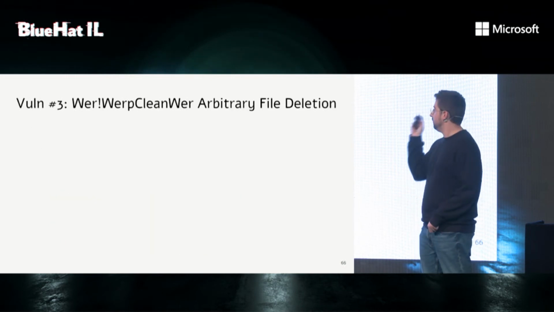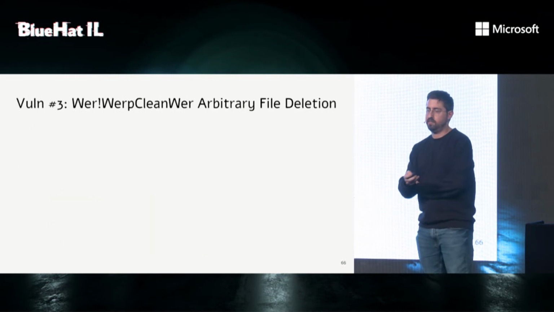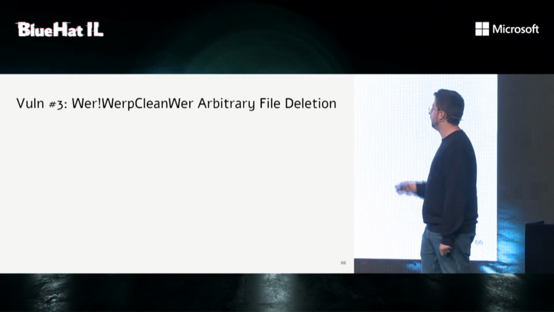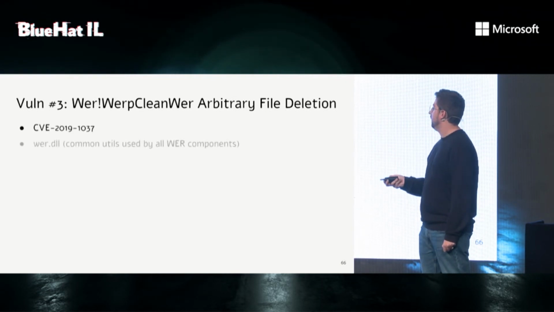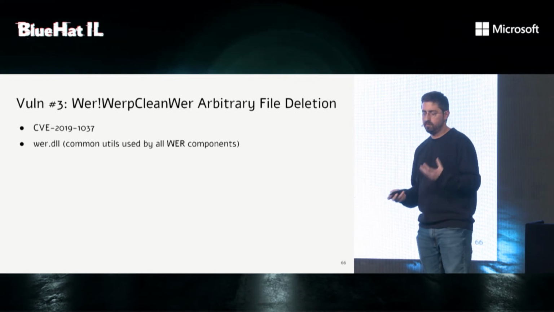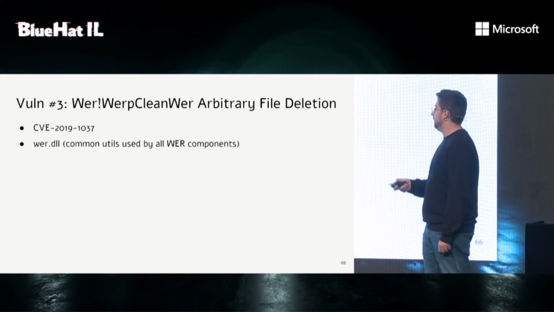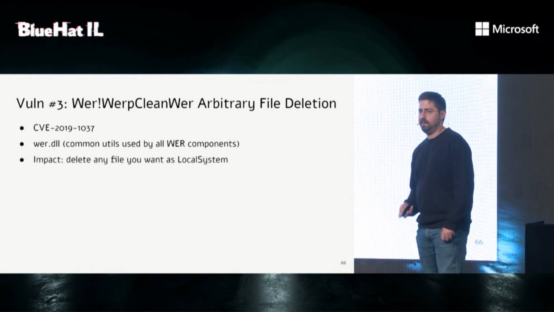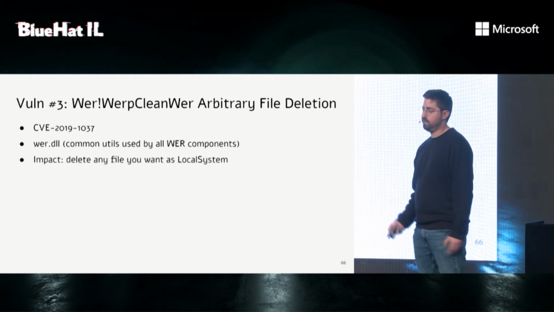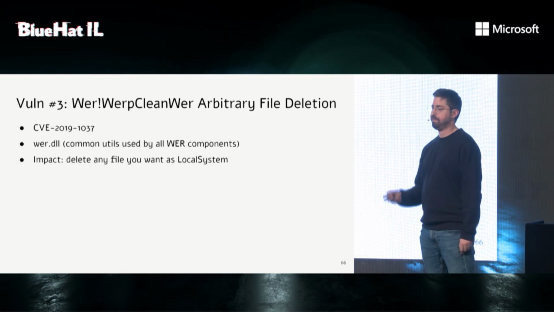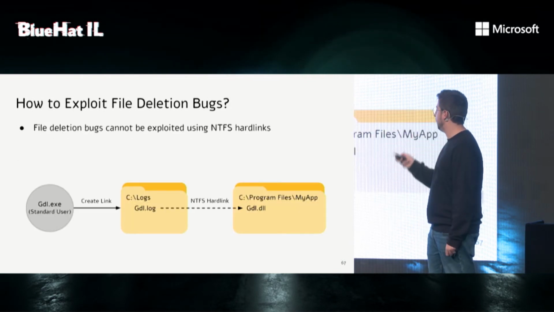Okay, now the final bug I want to show you for this talk is a bug in WarmGR's DLL, pclean. And the DLL is some sort of a common utility that many of our components use. And the impact of this bug is that it allows you to delete any file you want on the system as local system. So first, I owe you something.